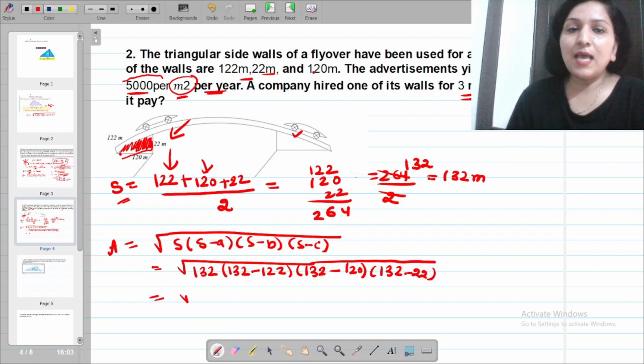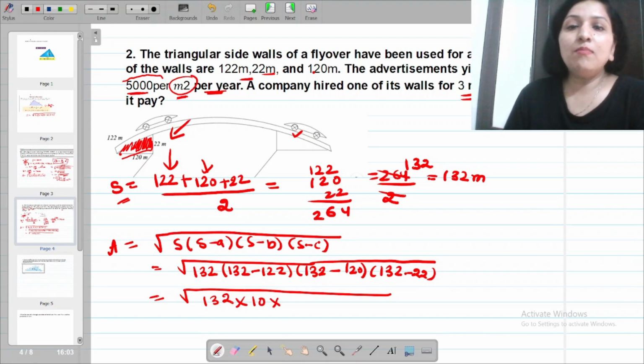Now please start calculating. Under the root, first number is 132. 132 minus 122, what is left out? Just 10. Now 132 minus 120, it is equal to just 12. Then 132 minus 22: 2 minus 2 is 0, 3 minus 2 is 1, and 1 as it is. I hope till here it is very much easier.